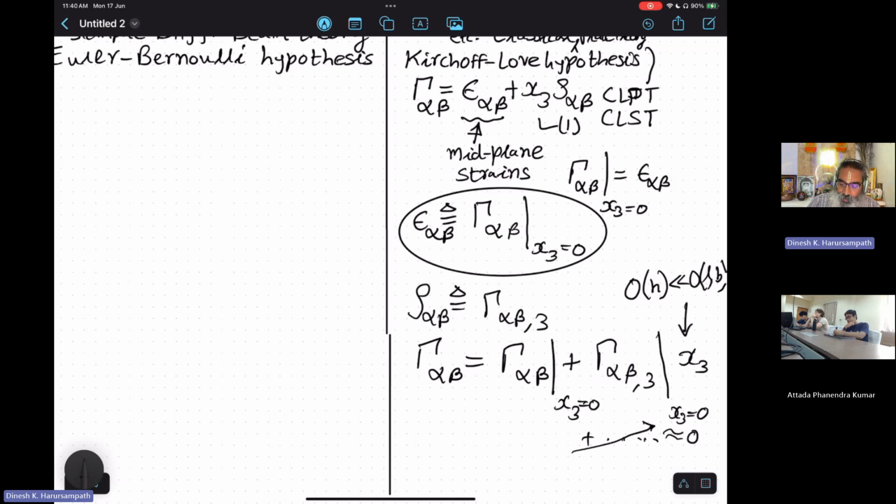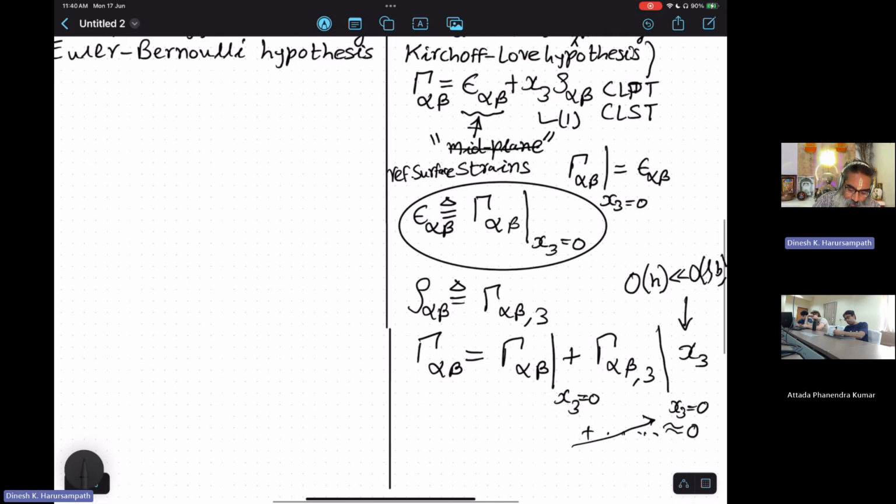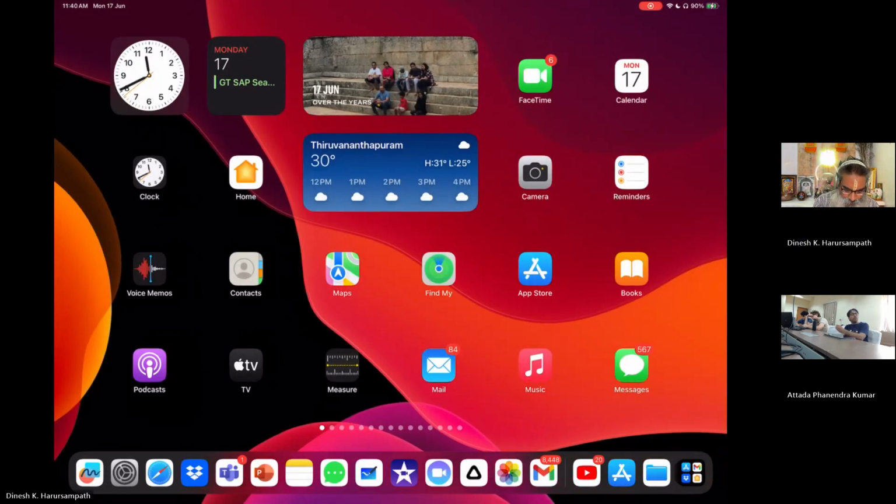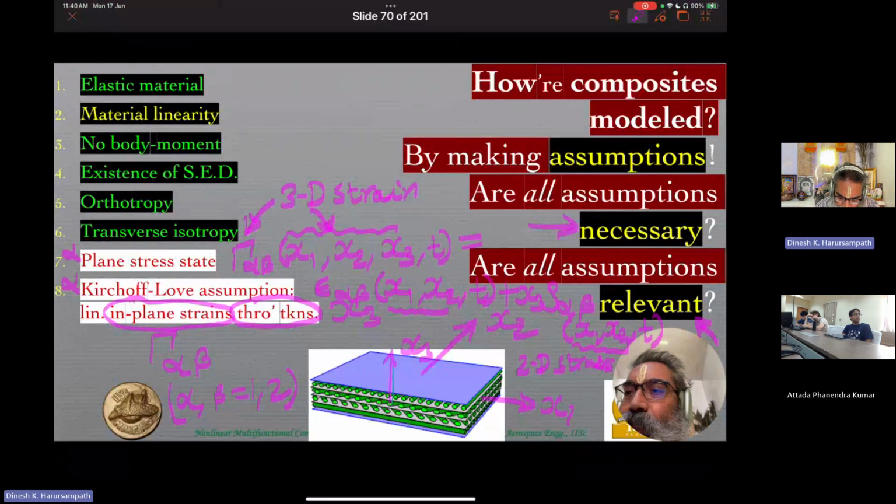So remember that even though we're calling it mid-plane over here, a more appropriate name for this would be reference surface strain. Why? Because I as the modeler have the liberty to introduce my reference surface wherever I want. I need not necessarily put it at the mid surface over here.